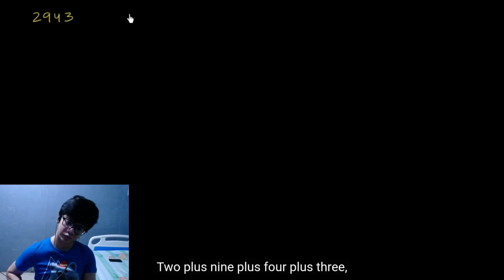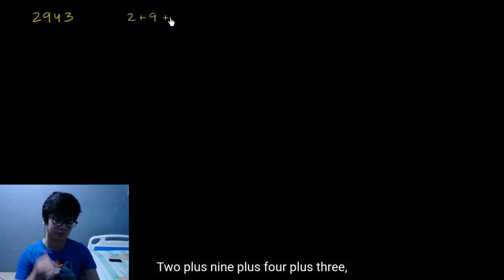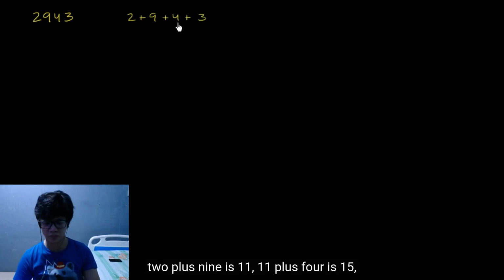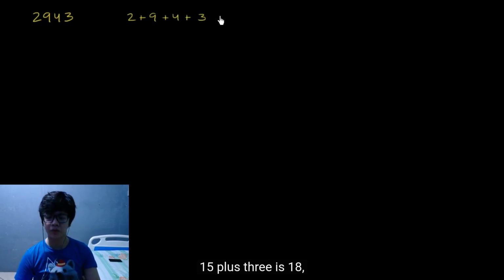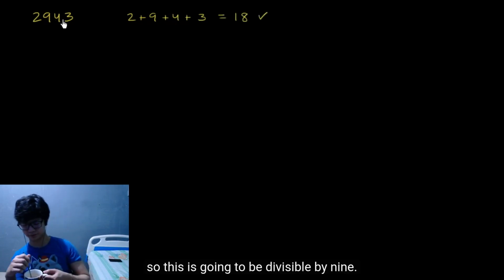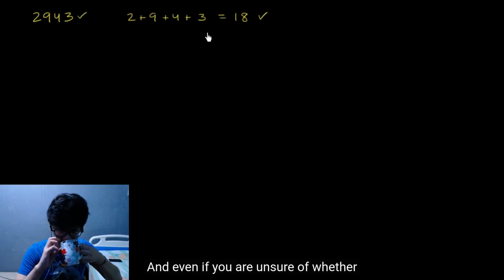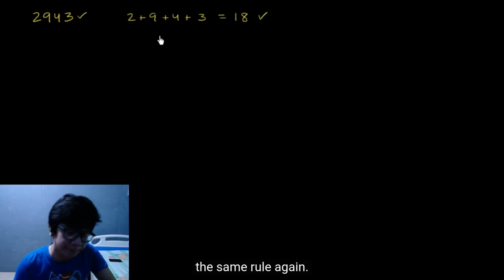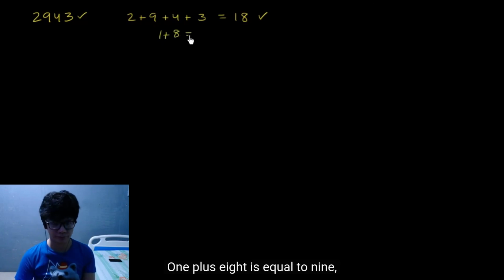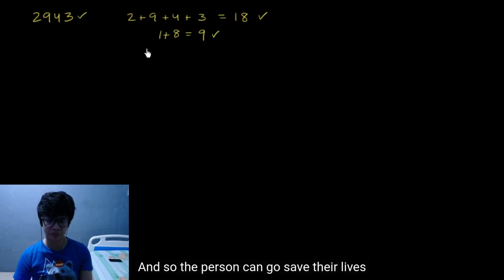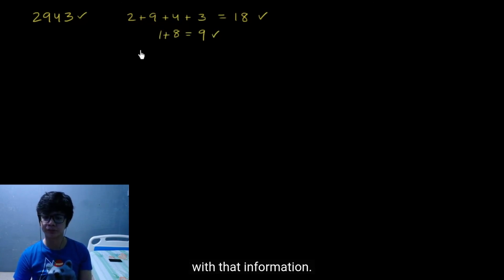So let's do that. 2 plus 9 plus 4 plus 3. 2 plus 9 is 11. 11 plus 4 is 15. 15 plus 3 is 18. And 18 is definitely divisible by 9. So this is going to be divisible by 9. And even if you are unsure whether 18 is divisible by 9, you can apply the same rule again. 1 plus 8 is equal to 9. So that's definitely divisible by 9. And so the person can go save their lives, or whoever's life they were trying to save, with that information.